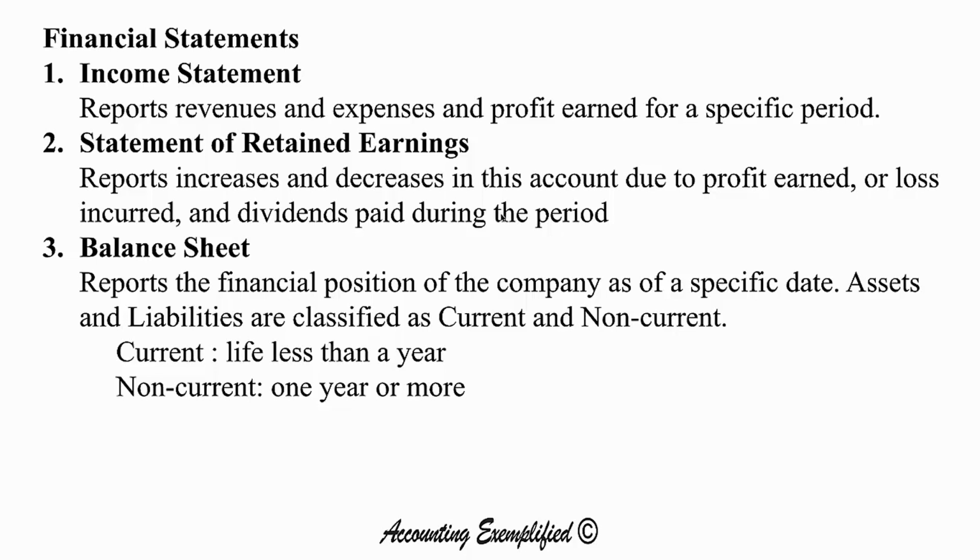Now, non-current. These are the assets and liabilities that have a life of 1 year or more. So, non-current assets such as land, building, machinery will stay with the company for a period more than 1 year, and the company will benefit from these assets for a period more than a year. Non-current liabilities, they have more than 1 year to be repaid. Now, owner's equity. Owner's equity is always long term.